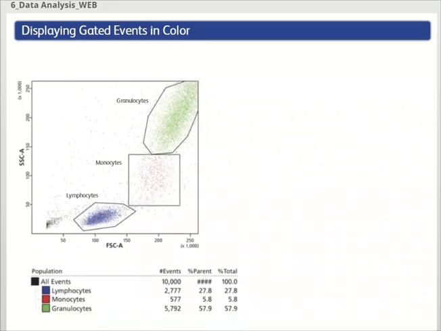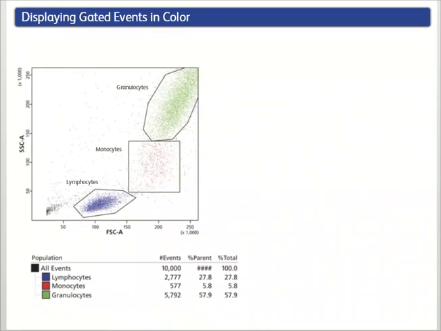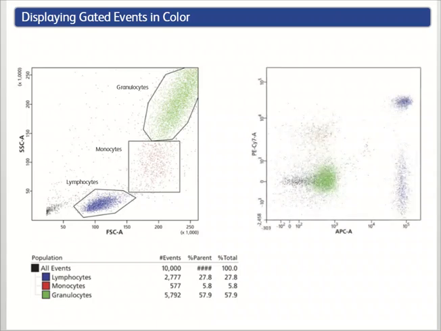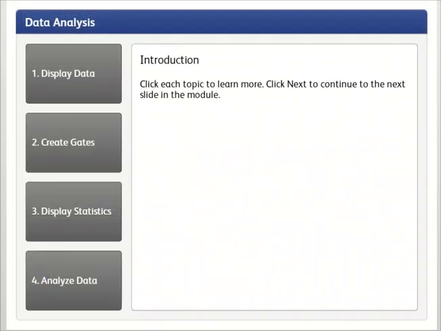Different colors can be used to display gated events. This allows you to visually compare subpopulations that appear in different plots. For example, the blue-colored events in the lymphocytes gate on the left can also be seen in the plot on the right. You can see that the lymphocyte population in the plot on the right is split into several subpopulations based on fluorescence.